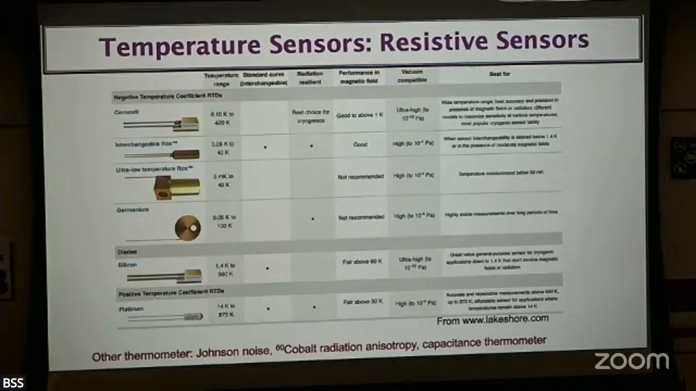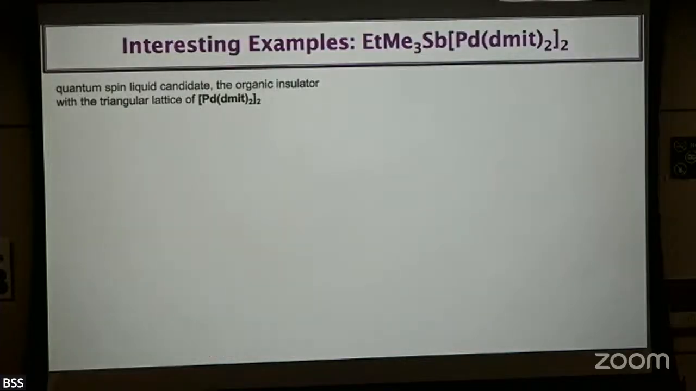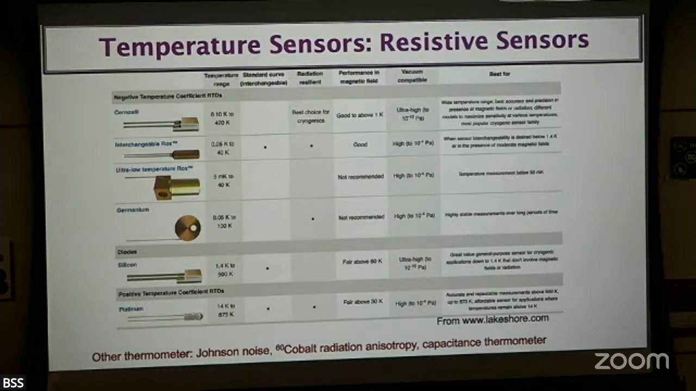Yeah? All right. So with all this, oh, yes. Maybe yeah. Before you move on, you mentioned you did try this Johnson noise? Yes. Mm-hmm. And was it going to be a local temperature measurement? That's right, local temperature. Yeah.